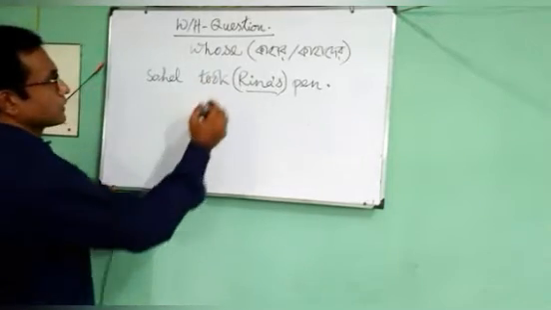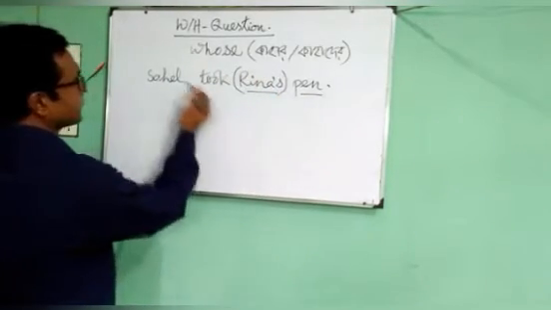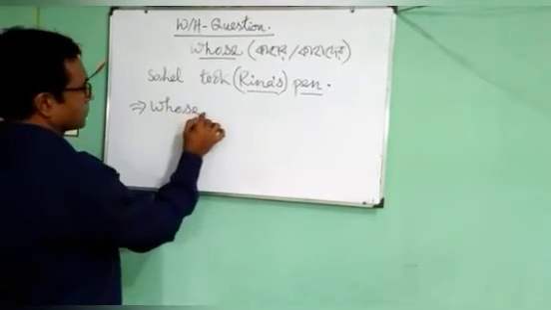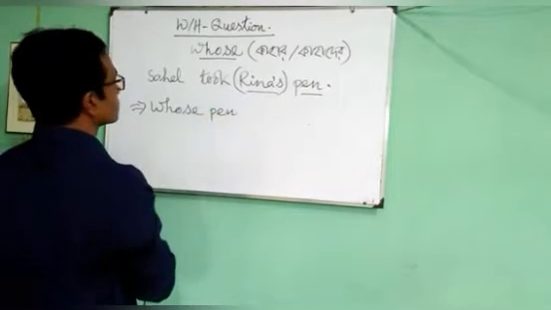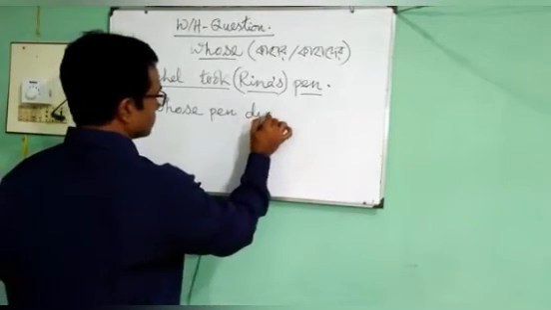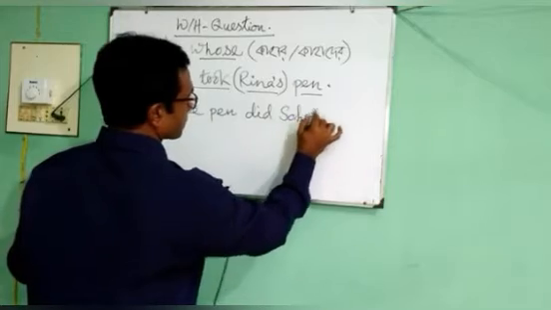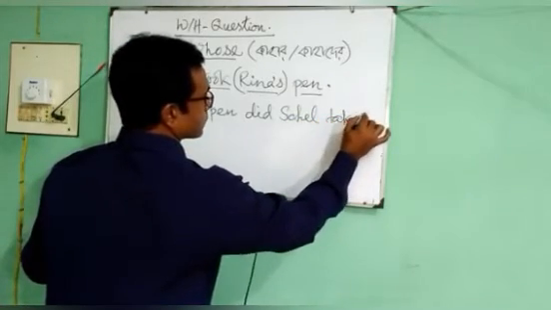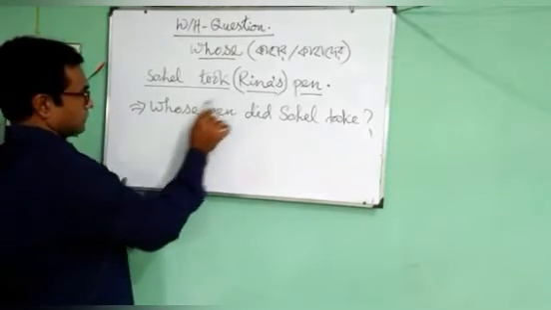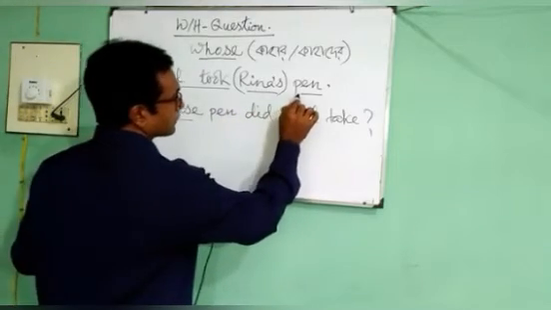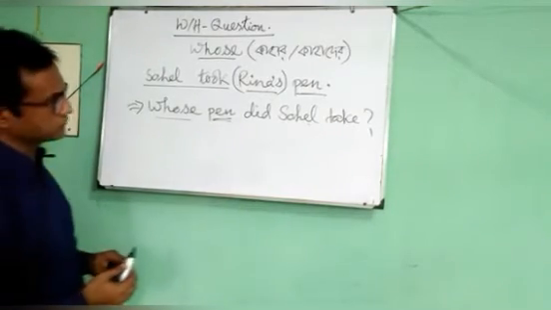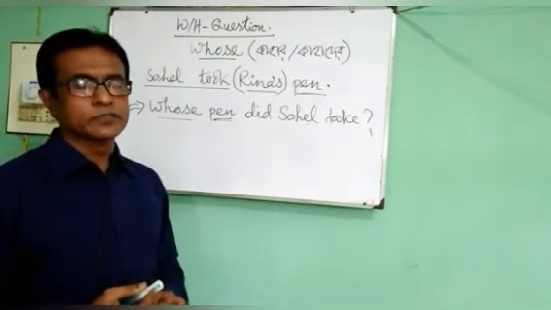And this noun, pen, should be added after whose. Look. Whose pen? And then make a simple question. Did Sohail take? Whose pen did Sohail take? You have to remember here that using whose, the relevant noun should be added after it. Pen. Always, if you want to make a question with whose.